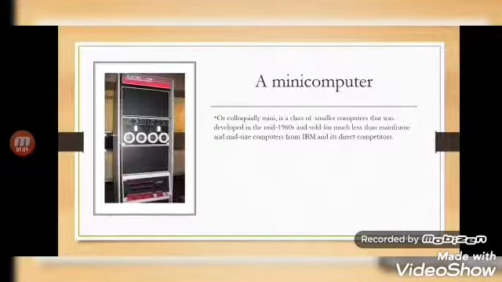Followed by these mainframes, we were introduced to mini computers, or colloquially Mini. It is a class of smaller computers that was developed in the mid-1960s and sold for much less than the mainframe and mid-sized computers from IBM and its direct competitors.